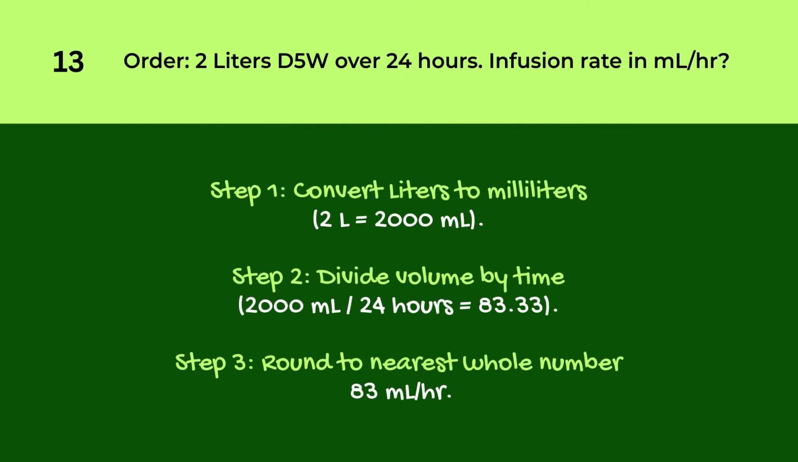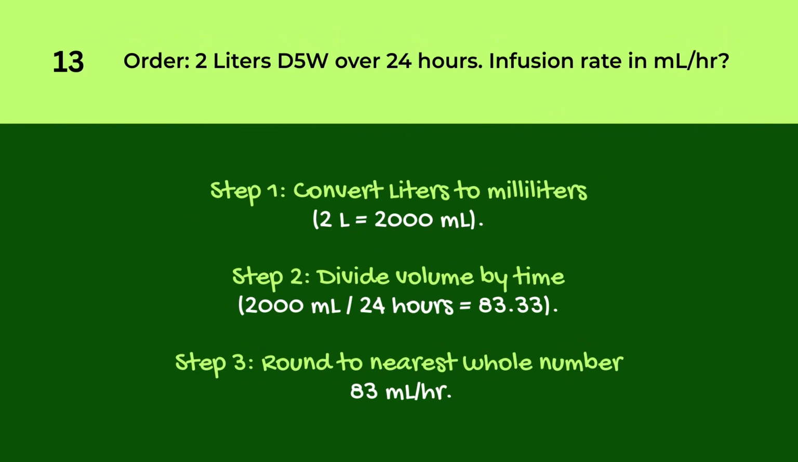First, we need to match our units. The question asks for milliliters, but gives us liters. So step 1 is converting 2 liters into 2,000 milliliters. Step 2 is simply dividing volume by time. We take 2,000 milliliters divided by 24 hours. This gives us 83.33 repeating. We round that to the nearest whole number.